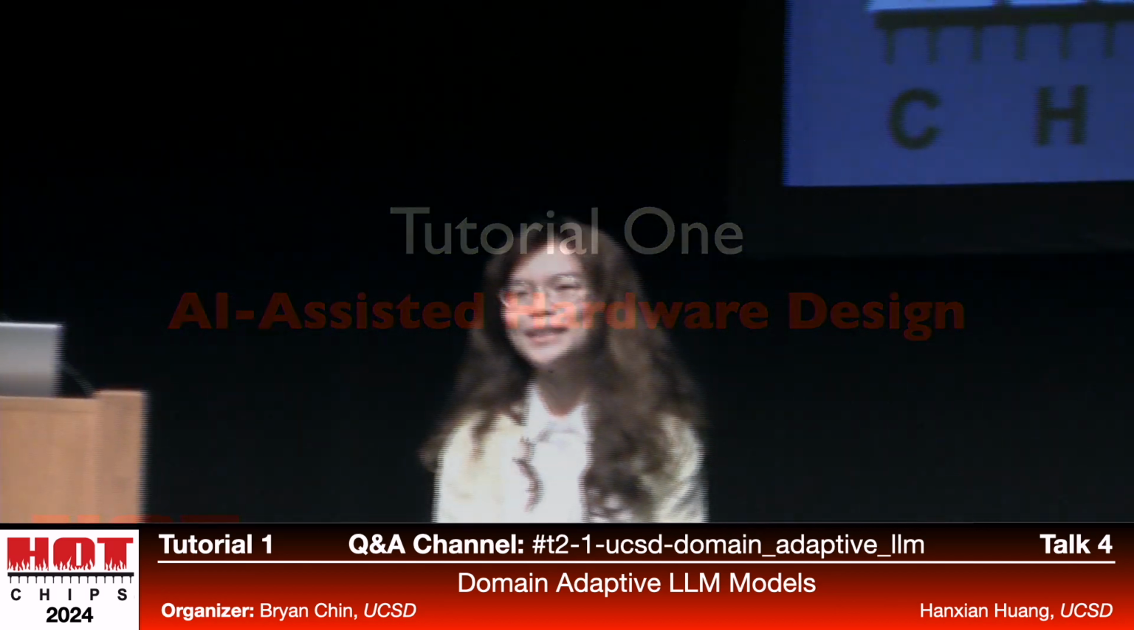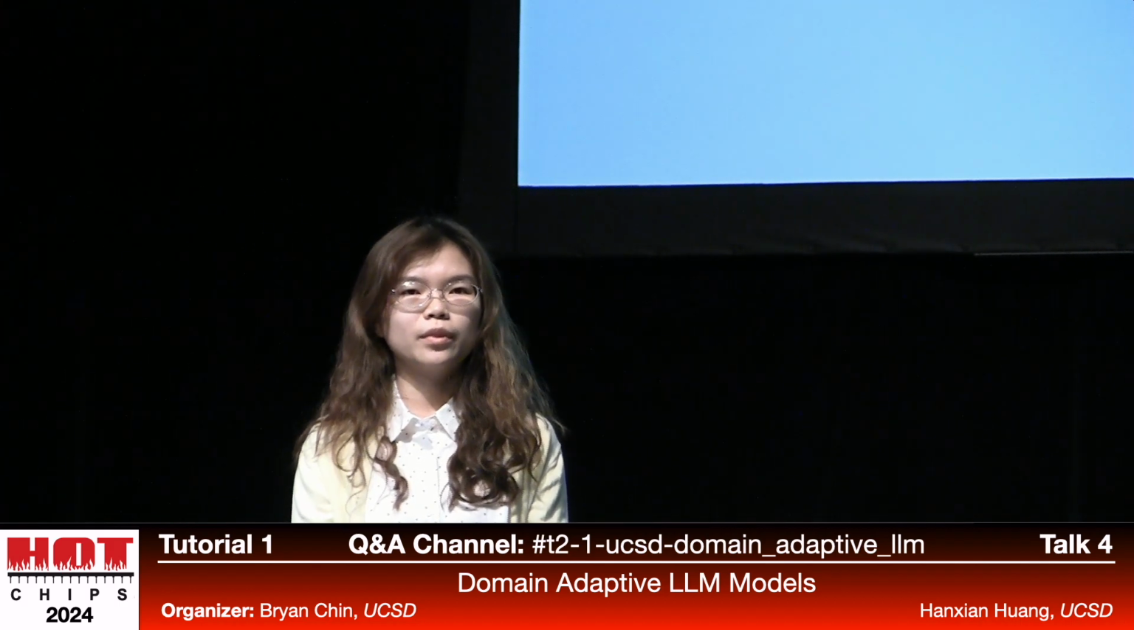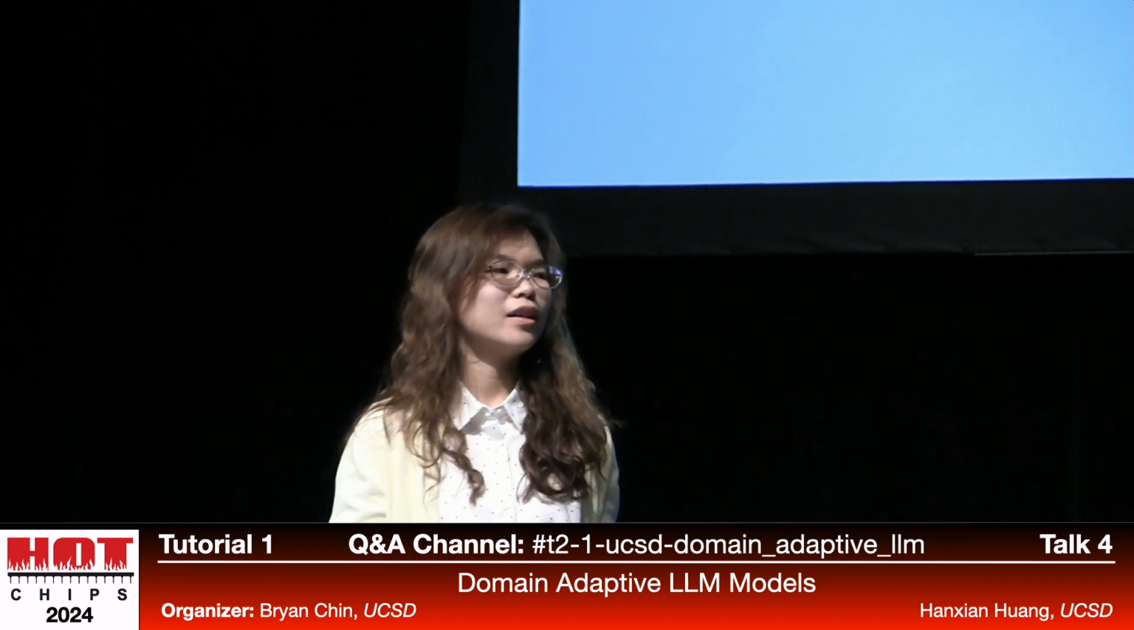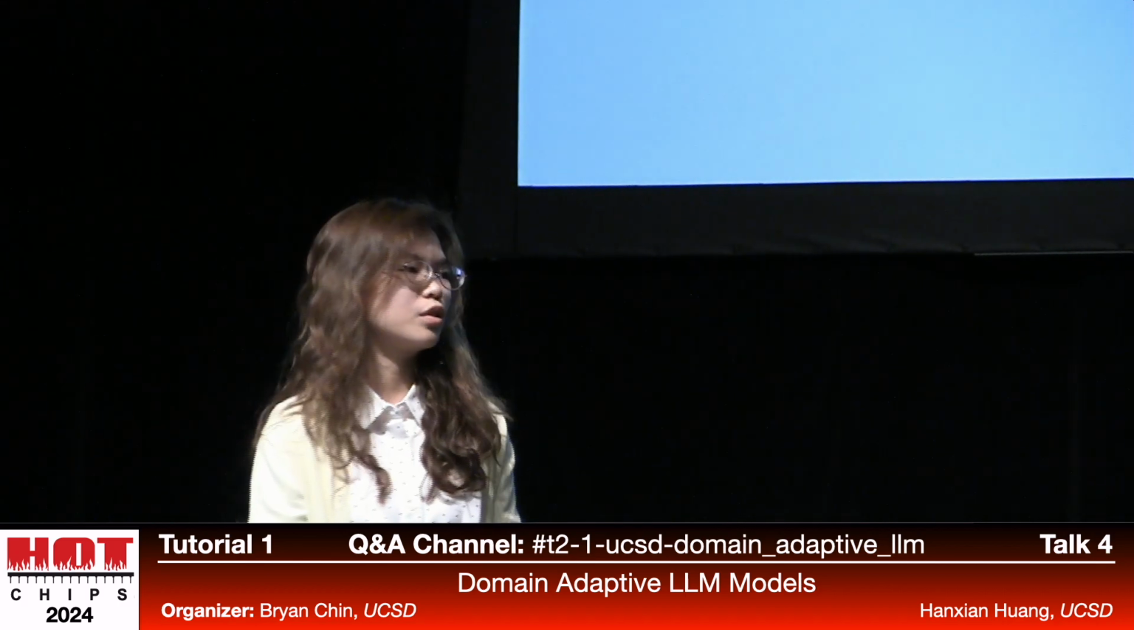Okay, welcome back. This is Hanxian Huang. I'm a final year PhD student from the University of California, San Diego, and I'm working with Professor Jishen Zhao. My research focus is on leveraging machine learning to optimize software system development. Recently, we are also trying to leverage what we have from AI for software to help AI-assisted hardware design. And today, I will talk about domain adaptive LLMs for chip design.